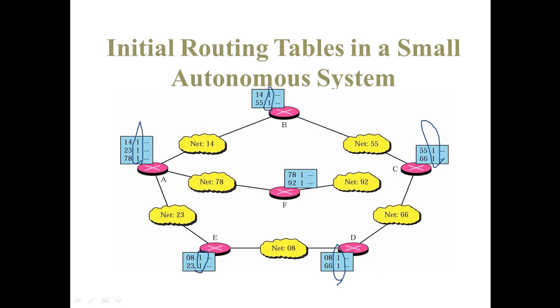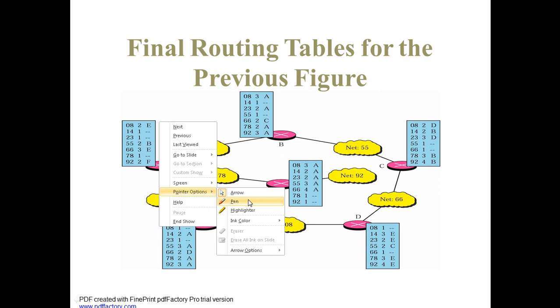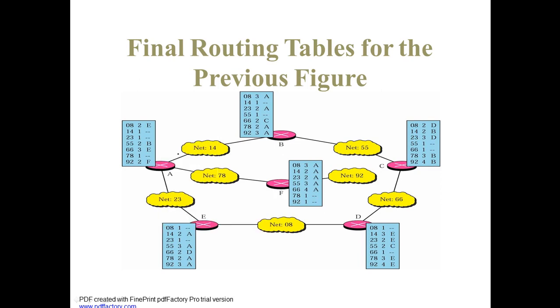This is the basic start, and after some time, this is the final routing table for the previous figure. After every router receives updation information, this is the final information that every router will have. So router A basically knows about the devices B, E and F as well. It doesn't know about C currently.